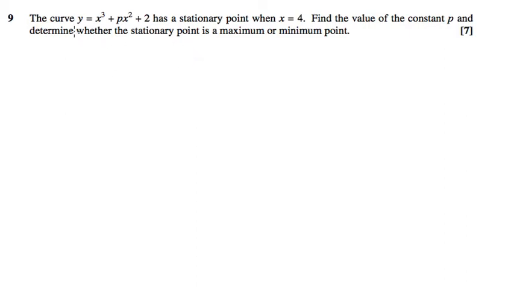Part 9 gives us the equation of a curve, y equals x cubed, but it's got a p in it. We don't know the full equation. What we do know is that it's got a stationary point at x equals 4.